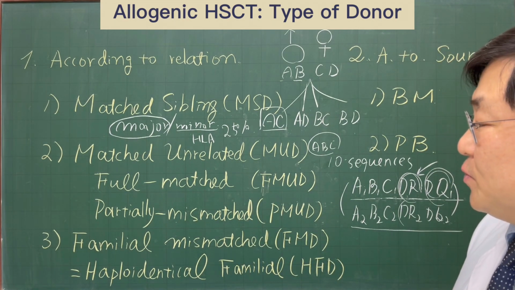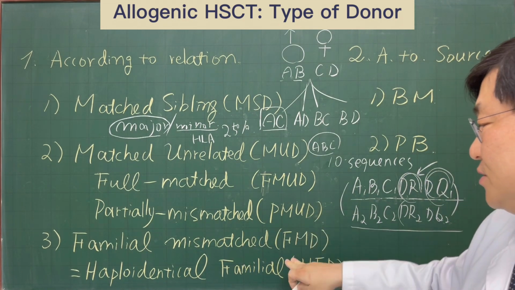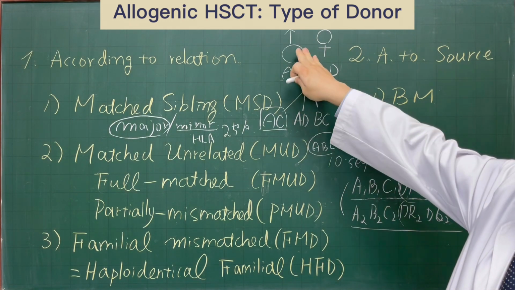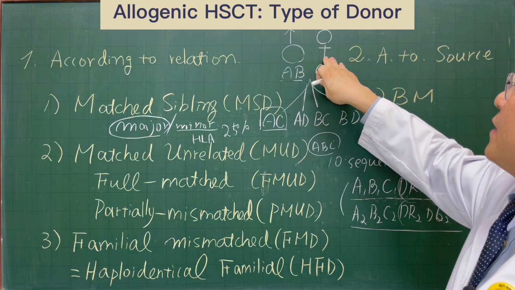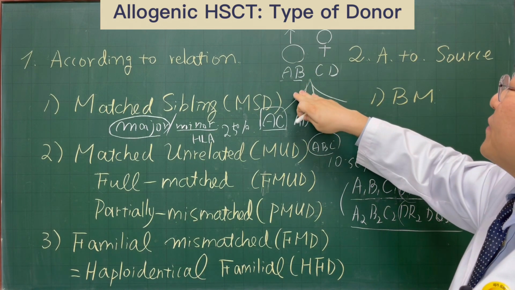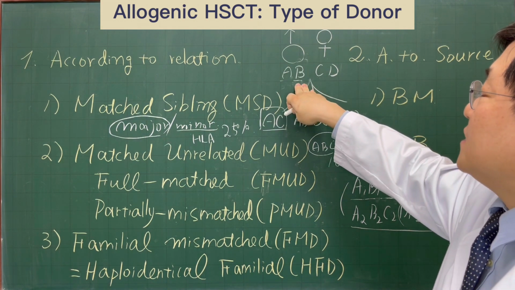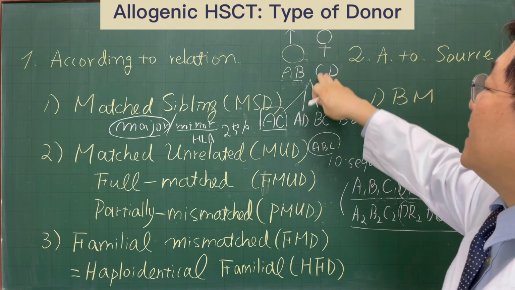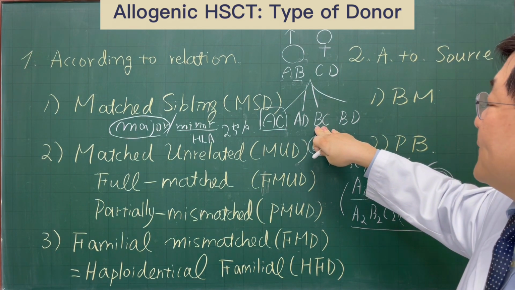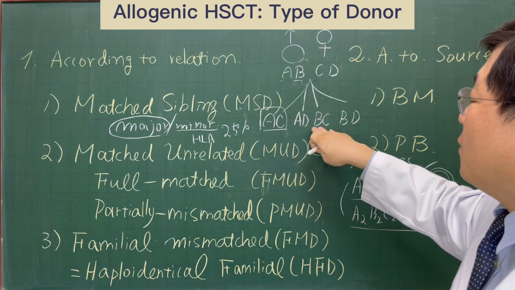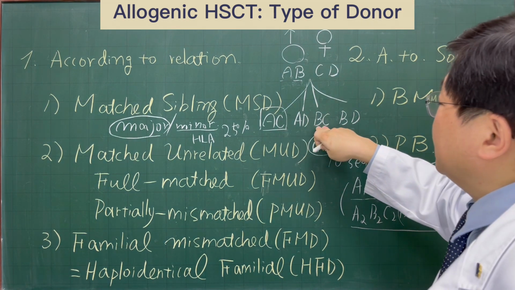So nowadays, instead of using the partially mismatched donor, we usually use the familial mismatched donor. In other words, I will go back to the first explanation of the relationship between the parents and the offspring. If the father has A, B HLA sequence, and the mother has C, D, all the offspring will have one of the four possible combinations of HLA sequence: AC, AD, BC, BD.